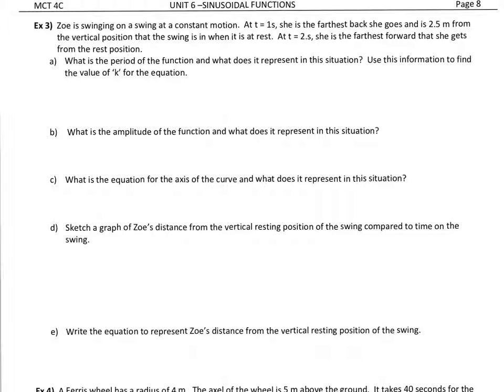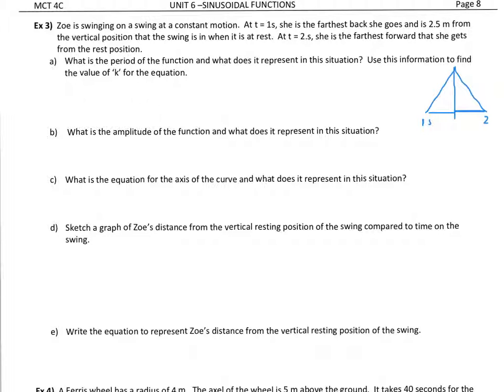What is the period of the function and what does it represent in this situation? Use the information to find the value of k for the equation. So our goal eventually is to get the k value. So think of it this way. The swing normally hanging straight down, that's the rest position. When she swings as far back as possible, she's 2.5 meters from her rest position, and that is at time of 1 second. And then at 2 seconds, she is now as far forward as she can get, which would also be 2.5 meters from the rest position.